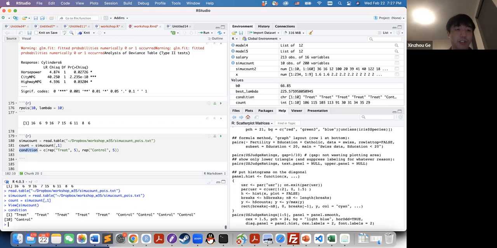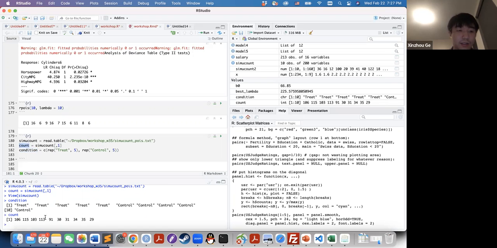So let me show you what the condition vector is like and what the count vector is like. The count vector is 10 integers, and the condition vector is 10 conditions. Then we can combine these as a data set called d.data to do the analysis. It is a data frame which has these 2 vectors, count and condition.